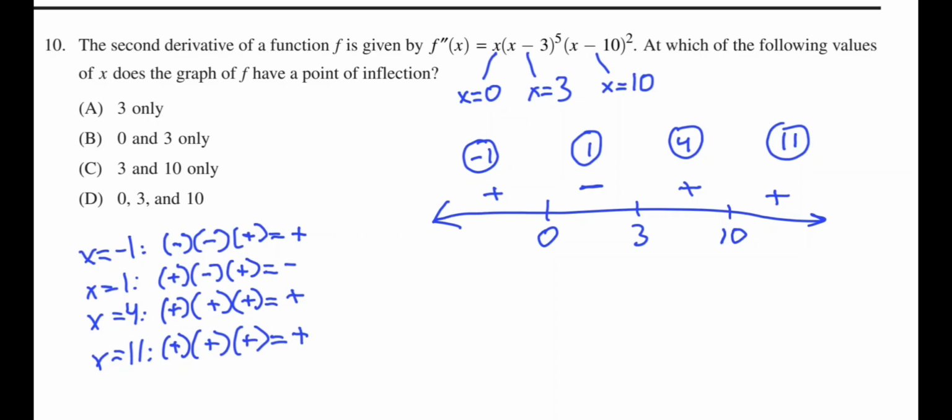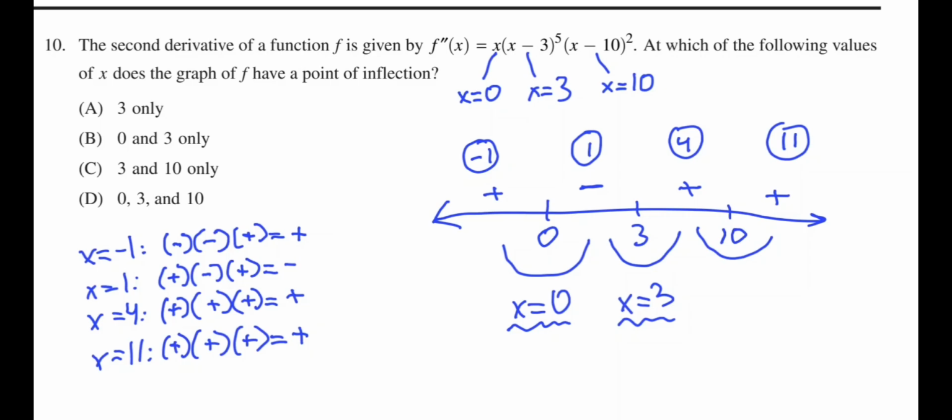We have a sign change from positive to negative at x is equal to 0. So this would be our first point of inflection. Then at the x value of 3, we have a sign change from negative to positive. So the second point of inflection would be at 3. And we don't have any sign change from positive to positive at the 10 mark.